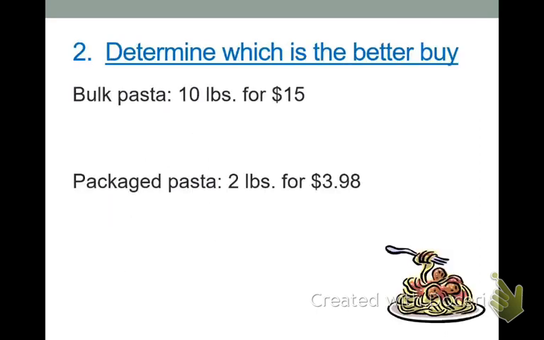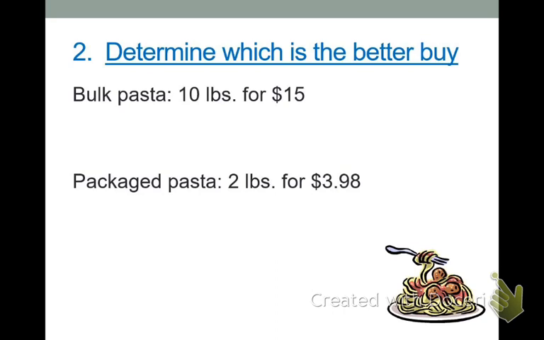Determine which is the better buy. Bulk pasta, which is 10 pounds for $15, or packaged pasta, which is 2 pounds for $3.98. Do you guys know what it means to have bulk pasta? Yes, it means like a big box full of pasta. It means a lot. How many of you guys, your parents are members of Sam's Club or Costco? When you go there, you typically get things big. You get a lot of them, okay?